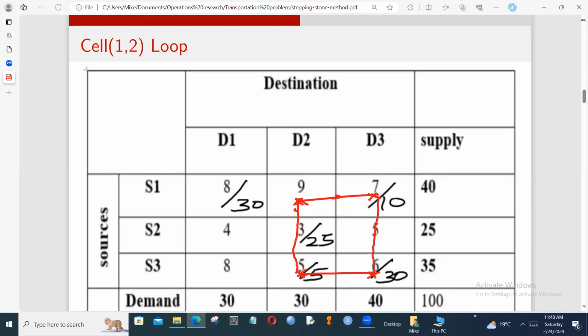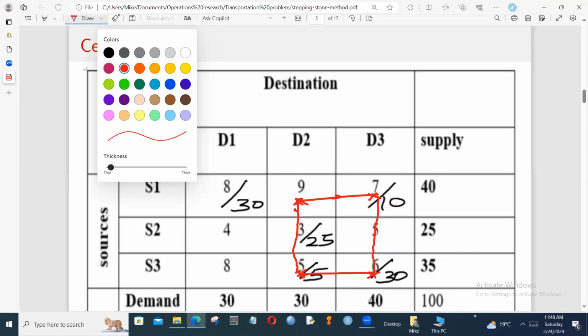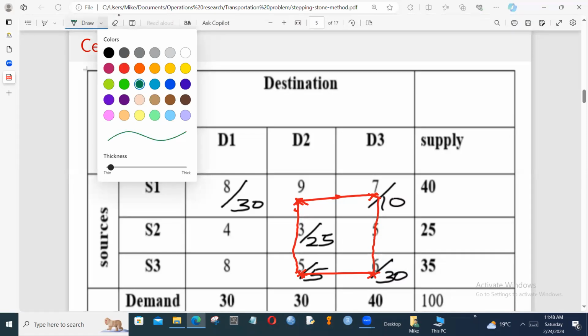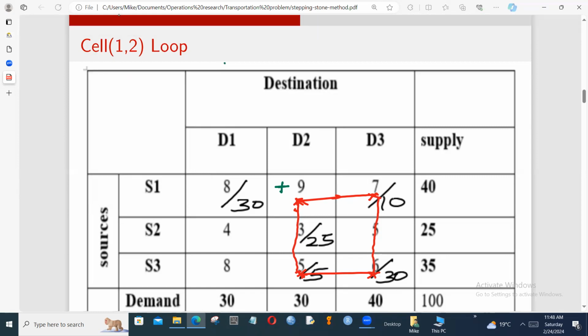And then we begin doing the assignment of those alternating signs I was mentioning. We are beginning with the first cell, that unoccupied cell, and assigning it a positive sign. And these alternating signs, we are only assigning at the turning points, so this particular cell I'm assigning negative, and then another turning point is positive, and this is negative.